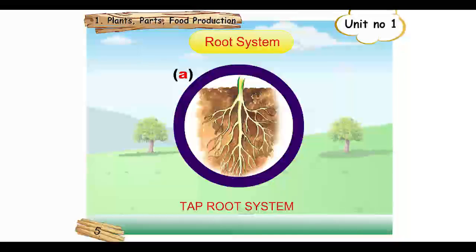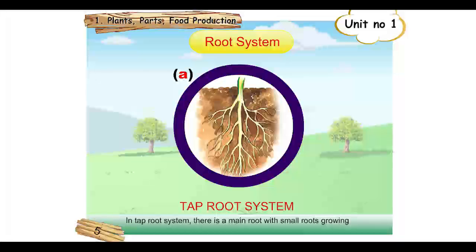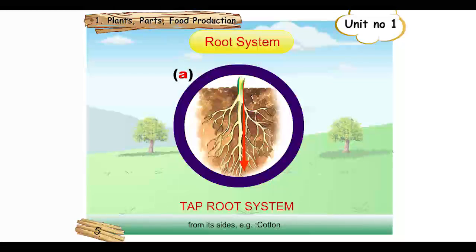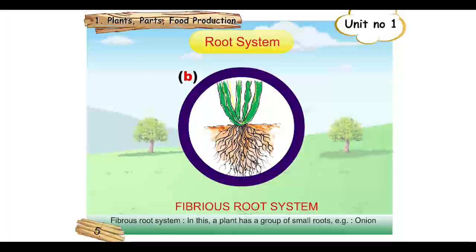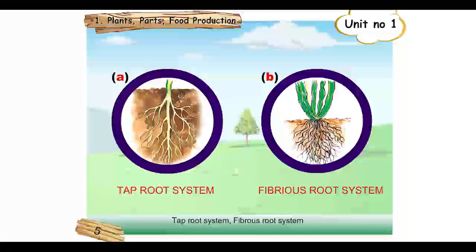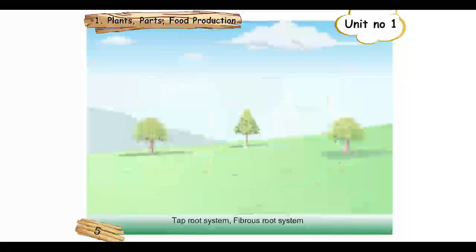A. Taproot system. In taproot system, there is a main root with small roots growing from its side. Example: cotton. B. Fibrous root system. In this, a plant has a group of small roots. Example: onion. Taproot system, fibrous root system.